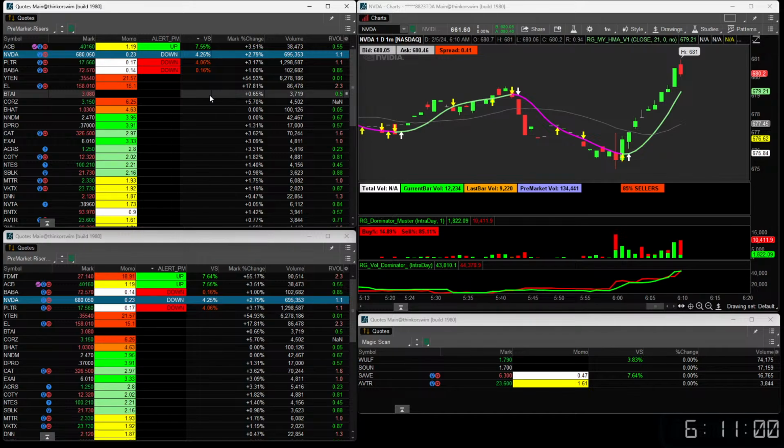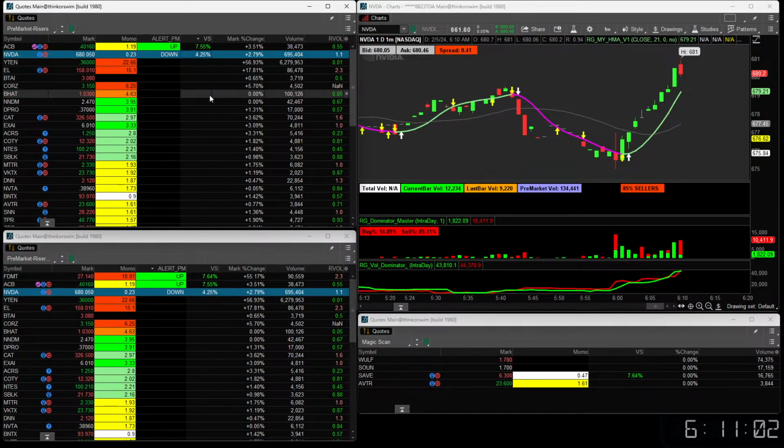NVIDIA moving this morning, a little pricey. Good for the options traders, I guess.